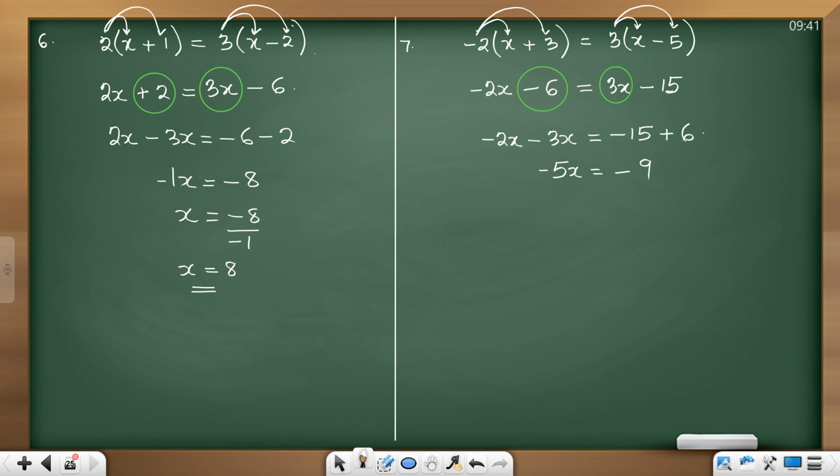Now what happens? The negative 5 is multiplying. Oh, so it will move over to that side and it will be dividing. What is negative divided by negative? Positive. 9 over 5 cannot be simplified further. We'll leave it as that. I hope it makes sense.